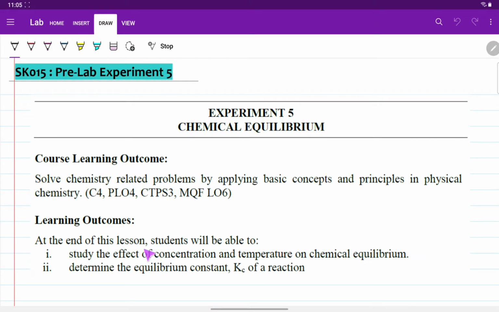At the end of this video, you should be able to study the effect of concentration and temperature on chemical equilibrium, and then you should be able to determine the equilibrium constant Kc of a reaction. Okay, now, so let's start with the pre-lab.